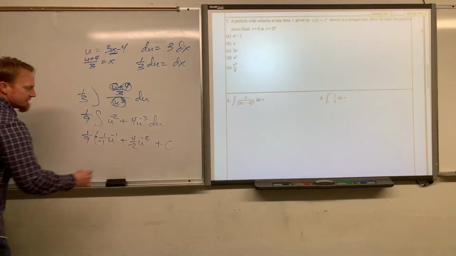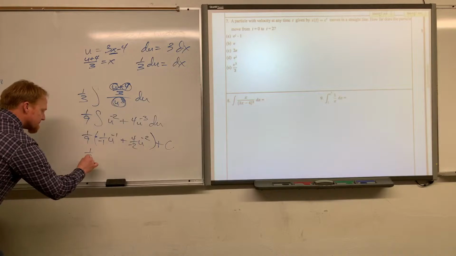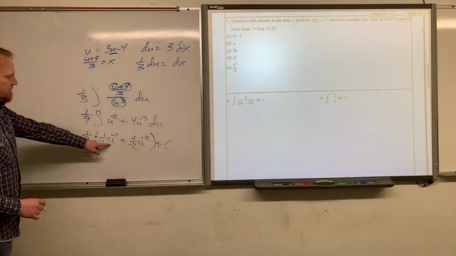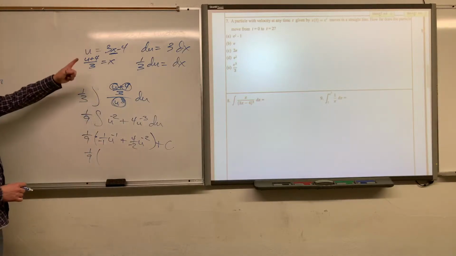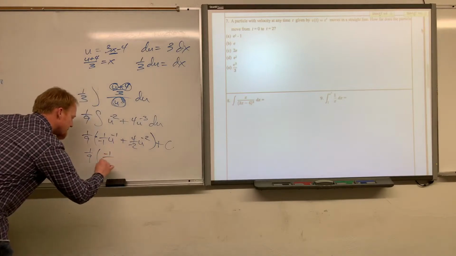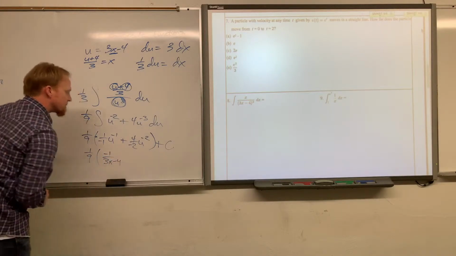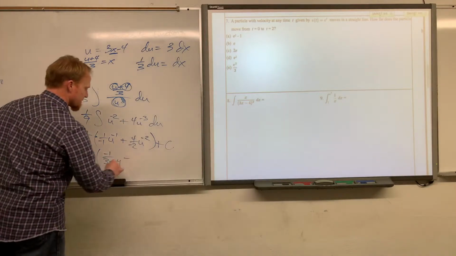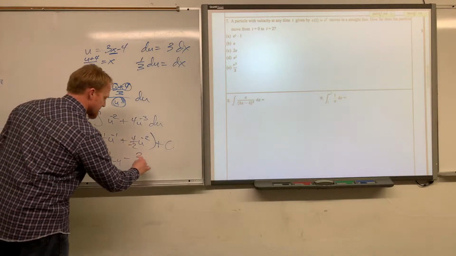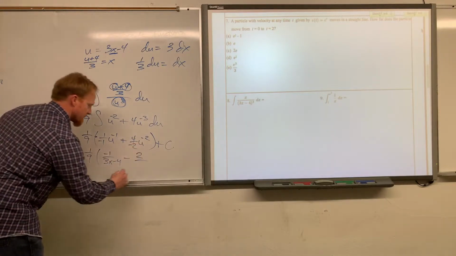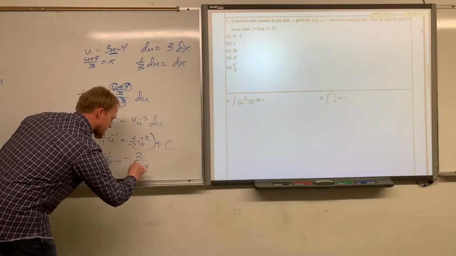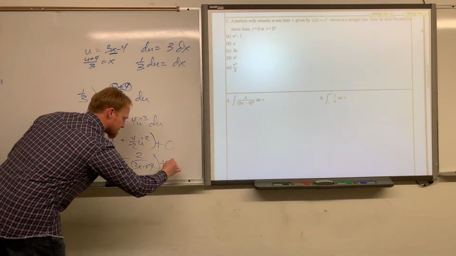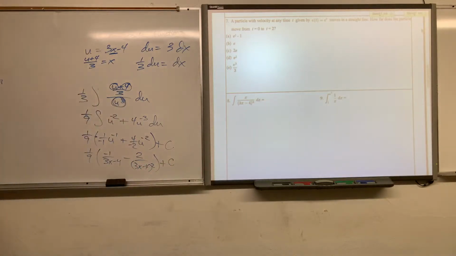And this 1/9 needs to go to everything. So 1/9, this u goes back to the bottom. It's negative, u is 3x minus 4, so negative 1 over 3x minus 4. I've got another negative, so we're going to go minus. That reduces to 2. And then I have a u squared on the bottom, so 3x minus 4 squared plus c is going to be my answer.